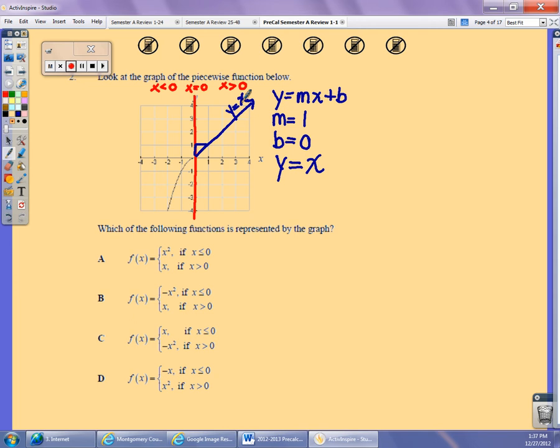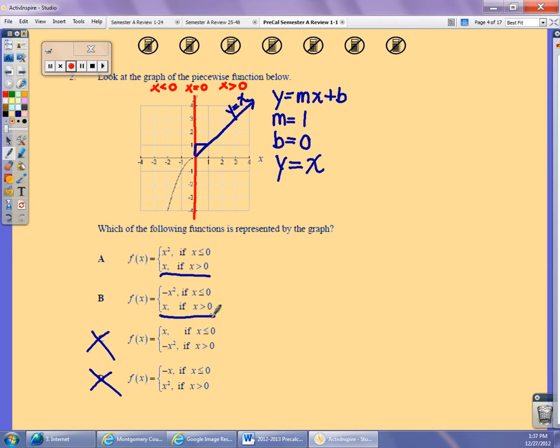So we should have y equals x to the right of x equals 0, or x greater than 0. That means that we can get rid of both c and d because we want to have this x if x is greater than 0. So now we just need to decide between a and b.